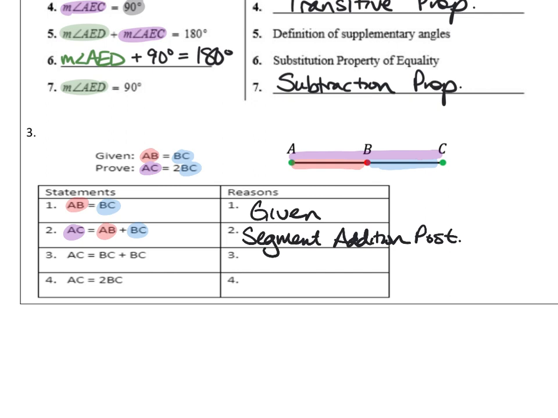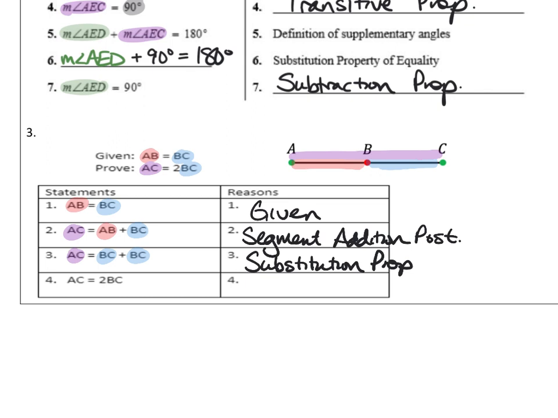Okay. The next statement says that AC is equal to BC plus BC. What happened there from statement 2 to statement 3? It switched to what? Yeah, AB became BC. Why are we allowed to take AB out and put BC in its spot? They're congruent to each other. They're the same. So we've substituted AB and BC. If they're equal to each other, then we can use them interchangeably. We can substitute them. Take one out, put the other in its place.